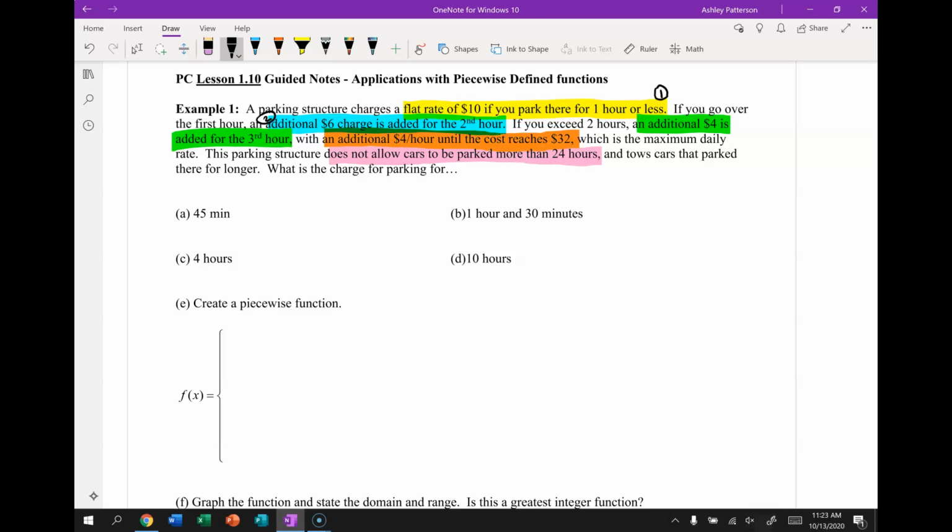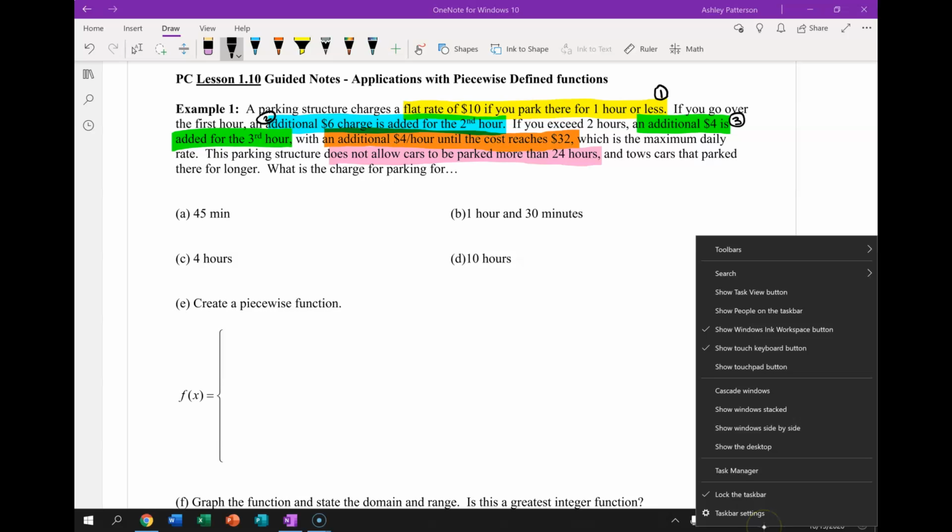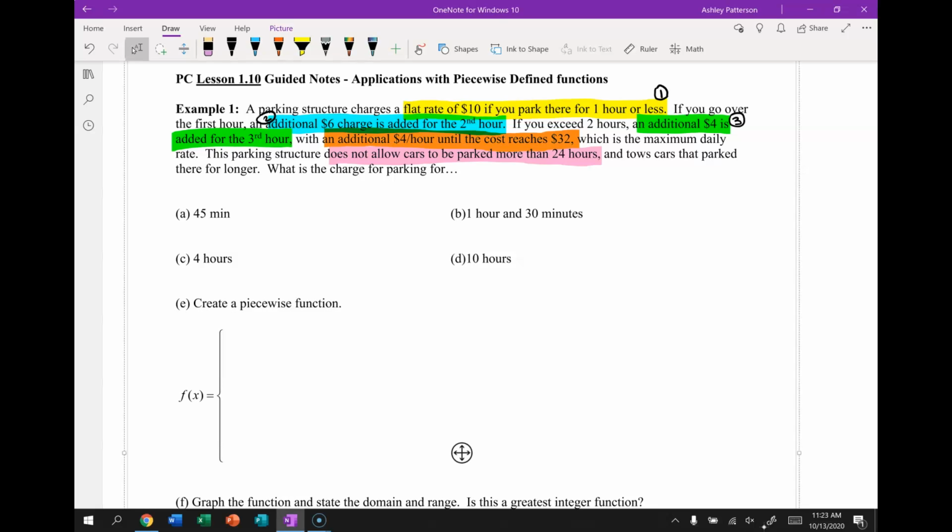But, having a good time at the beach, I stay one more hour. I'm up to 3 hours. So it's $4 in addition to what I've previously paid for that third hour. And then I pay an additional $4 for every hour until I'm paying $32. At that point, I can park there for up to 24 hours because you can't go past that. So we know that there's that limit.